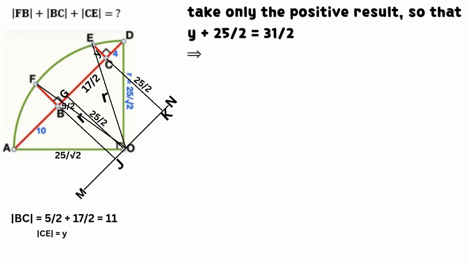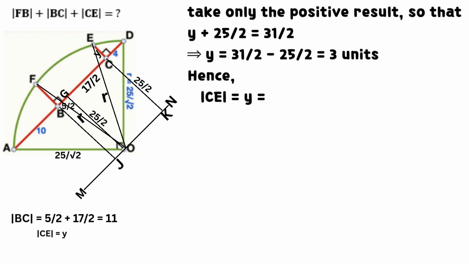Take only the positive result, so that the sum of y and half of 25 equals half of 31. This implies that y equals 3 units. Hence, line CE equals y, which equals 3 units.